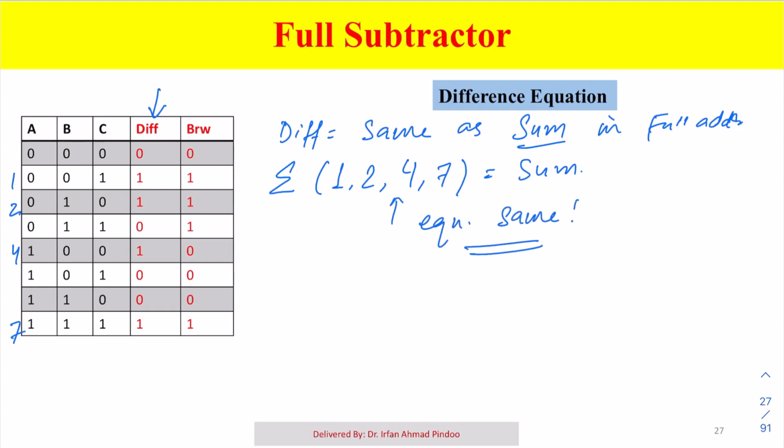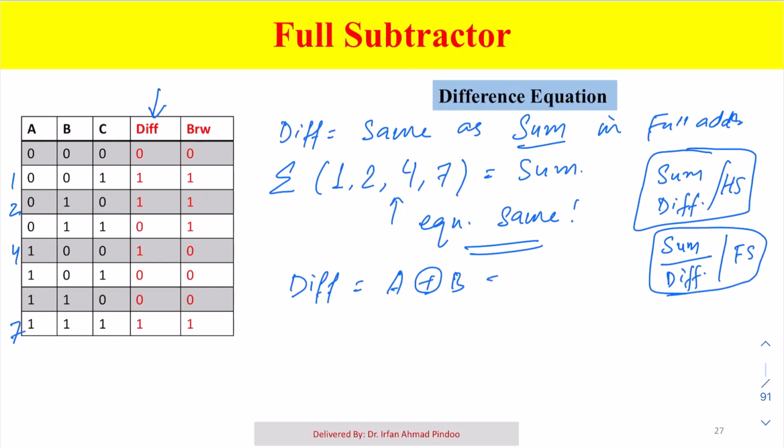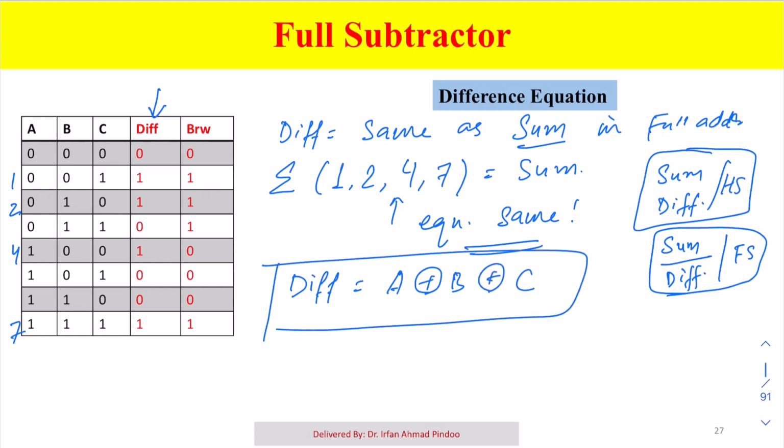This is what I said in the previous video also regarding the sum and the difference equation being the same for half subtractor. Similarly here, if we talk about the sum and the difference, they are again the same for full subtractor also. So we don't need to solve it, we can directly write here the difference equation is A XOR B XOR C. And still, if you want to know how it comes, I would advise you to refer to the video of full adder. You will get how this equation was coming.